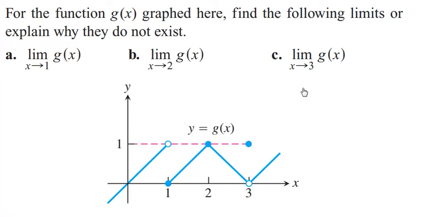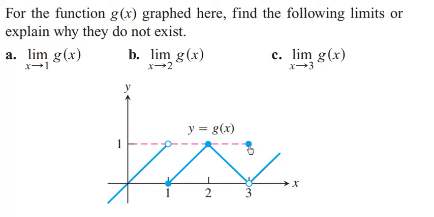And then here, part C, we have the limit of g(x) when x approaches 3. As you see here, when x approaches 3 from the left, g(x) approaches 0. And when x approaches 3 from the right-hand side, g(x) approaches 0 as well. So from the right-hand side and from the left-hand side, g(x) approaches 0. So we can say the limit exists and it is equal to 0.